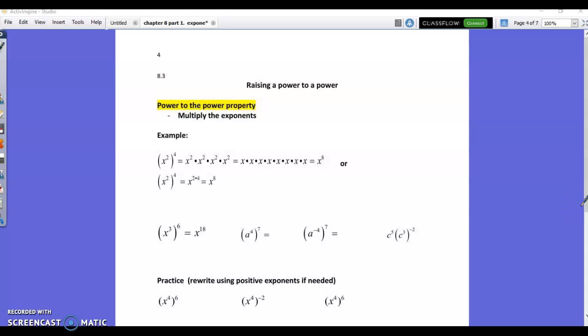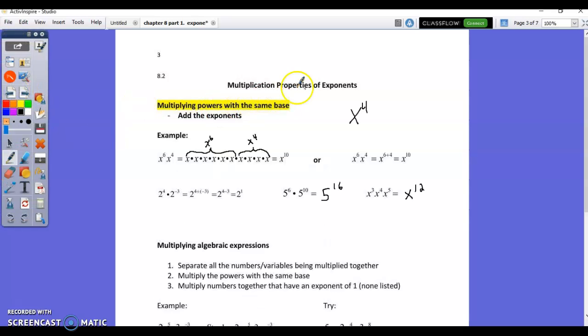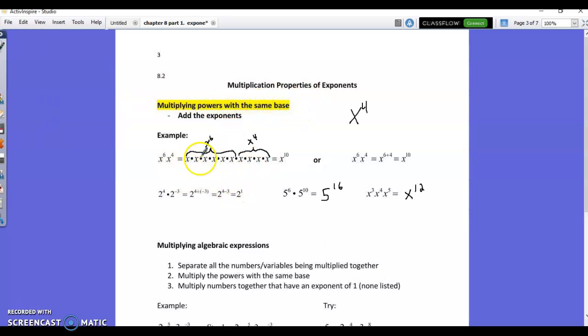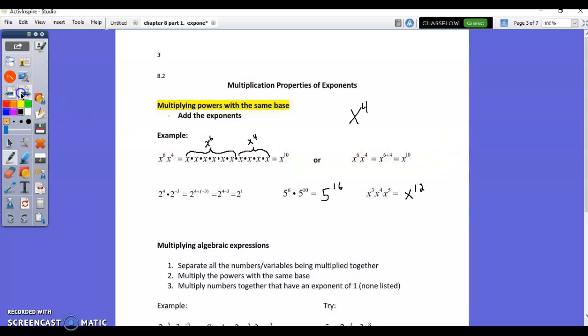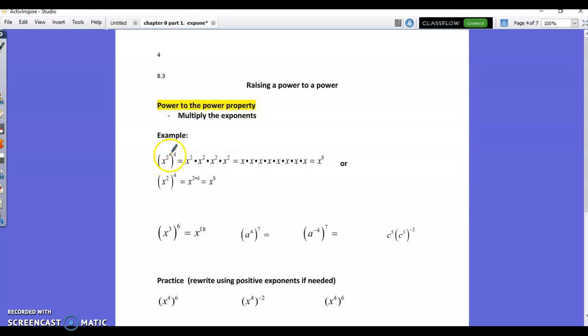Okay, this section discusses what we do when we raise a power to a power. The previous section, the exponent rule, was multiplying powers that had the same base, where we added the exponents together. Now this is saying, what happens if we raise x squared to the fourth power? Well, raising x squared to the fourth power is just x squared multiplied by itself 4 times, right?